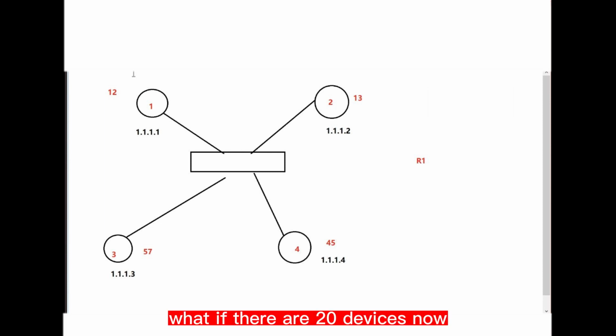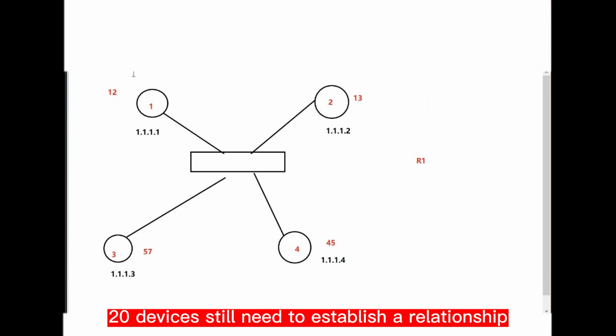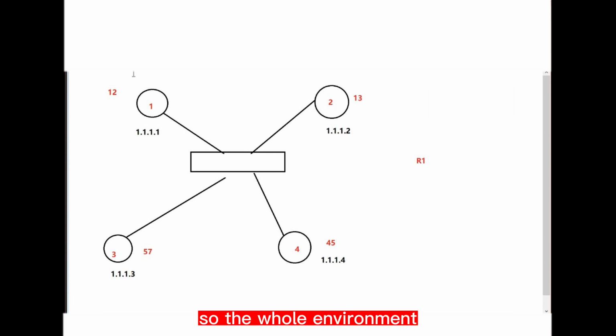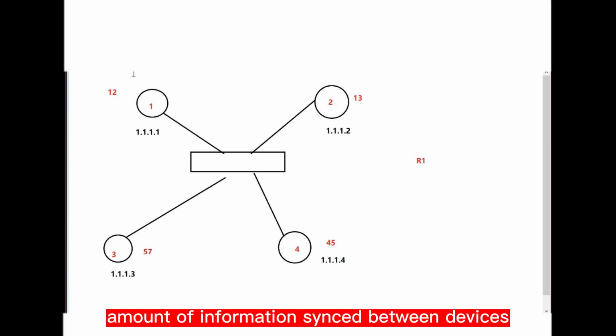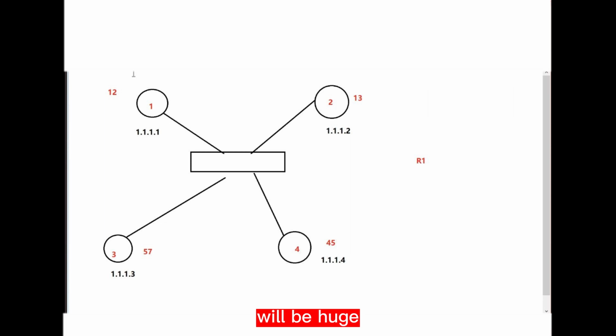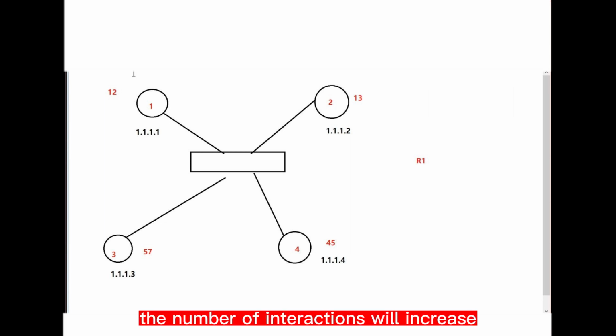What if there are 20 devices now? 20 devices still need to establish a relationship one by one. So in the whole environment, the amount of information synced between devices will be huge. The number of interactions will increase.